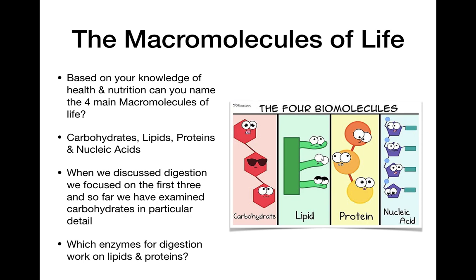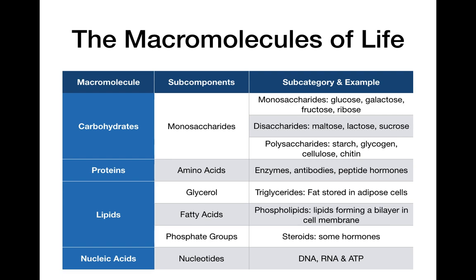Which enzymes work on lipids and which enzymes work on proteins? We already talked about the lipid enzyme being lipase, and proteins have a couple. Pepsin is one, in the stomach, and trypsin is one in the small intestine. Remember, you need to know the enzyme, what it works on, and where it works. Okay, this is a really good table because it helps connect all these ideas.